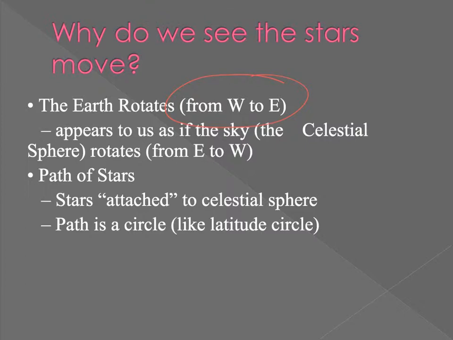So it appears to us as if all of the stars are attached to the sphere, and that this path is like a latitudinal circle. But we know, obviously, that the stars are not all attached. They are not equal distance from each other or from Earth.